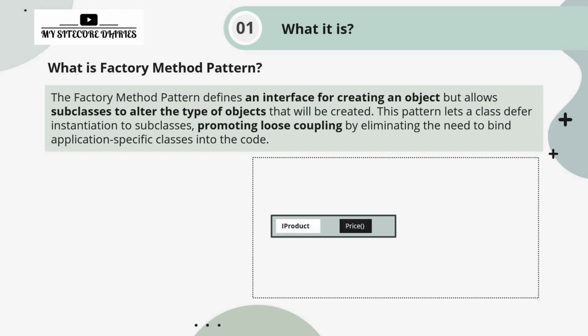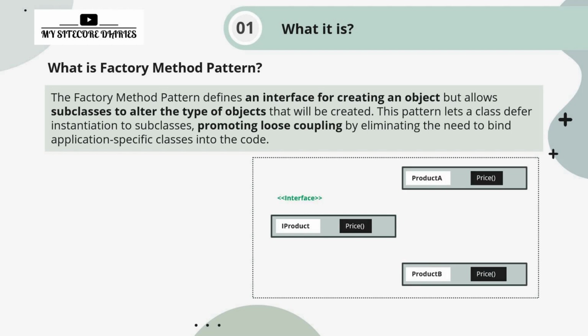So how does it work? Let's take an example of a product. You need to create one interface, say IProduct. It might have some methods in your interface. Then you have to create the concrete classes, like you can have different products. So Product A and Product B are your actual classes, which will have the actual implementation.